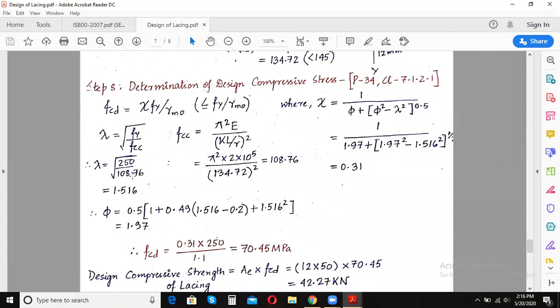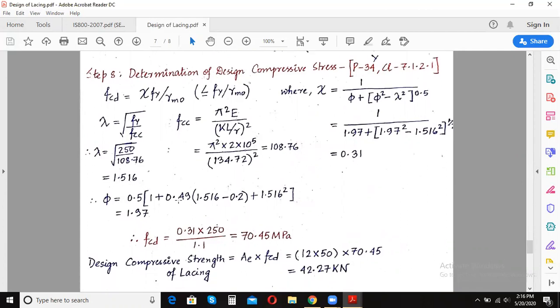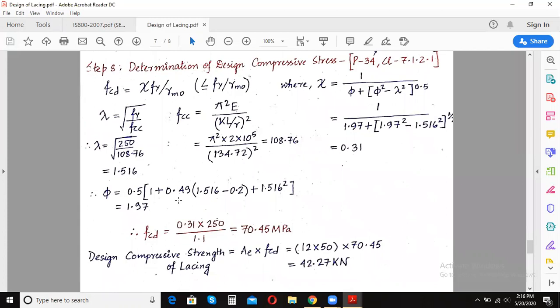Okay, so you are getting lambda is equal to 250 divided by 108.76. Now this is the value of FCC. This is equal to 1.516. Okay, next thing which you have to calculate is phi, right? And what is the formula for phi?